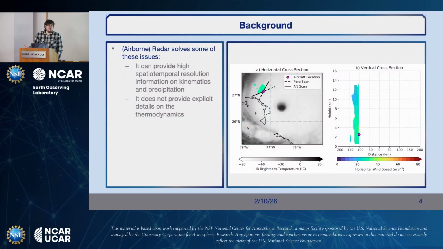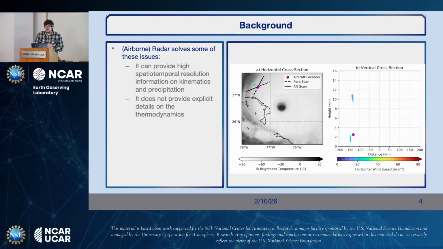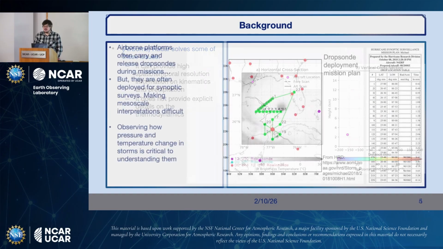Now, like I said, airborne radar solves some of these problems. It allows us to take a peek into the kinematics and the precipitation for these systems. But it does not provide thermodynamic information about the storms. And that's really interesting for me. If we're talking about squall lines, cold pools are really important to them. If we're talking about tropical cyclones, pressure changes and temperature are all really important to understand.